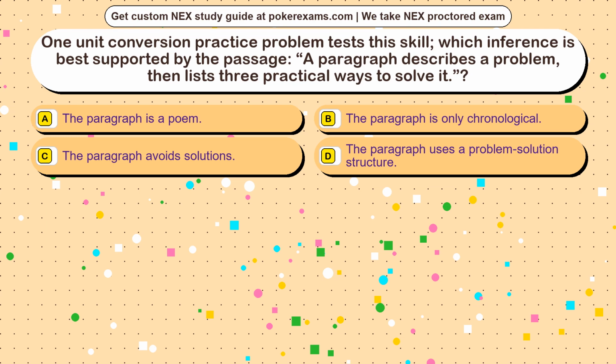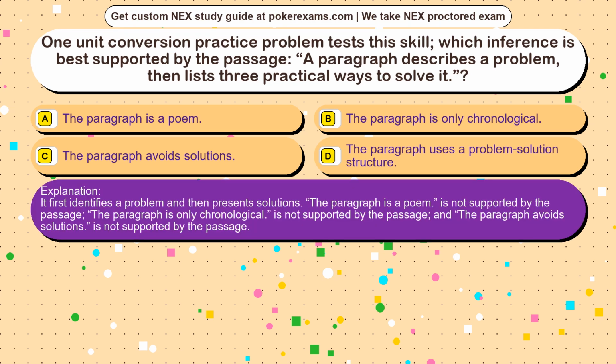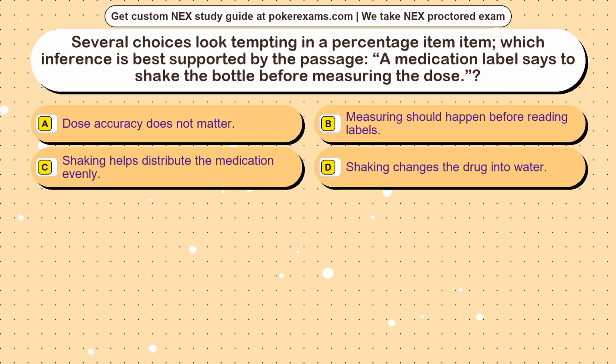The correct answer is option. It first identifies a problem and then presents solutions. The paragraph is a poem is not supported by the passage. The paragraph is only chronological is not supported by the passage, and the paragraph avoids solutions is not supported by the passage.